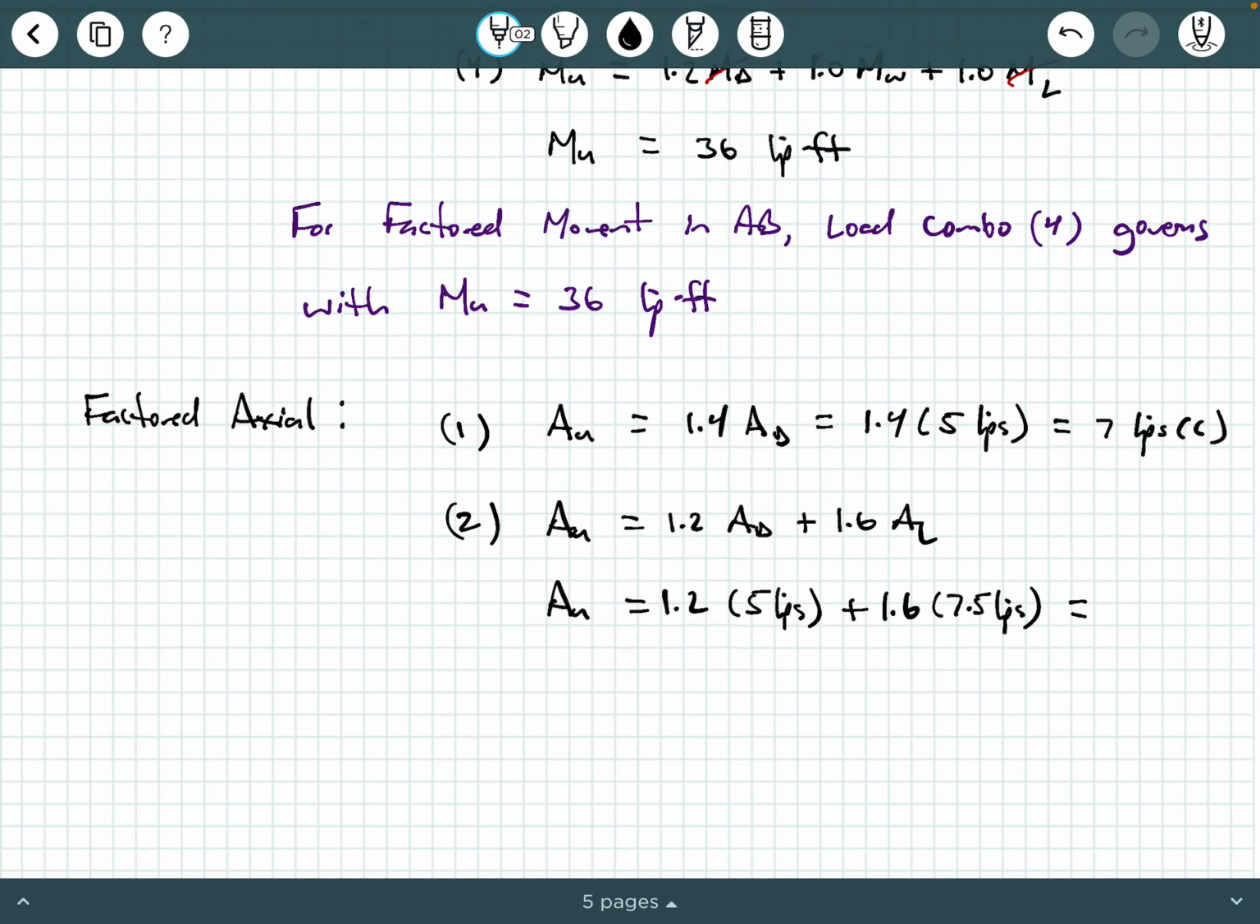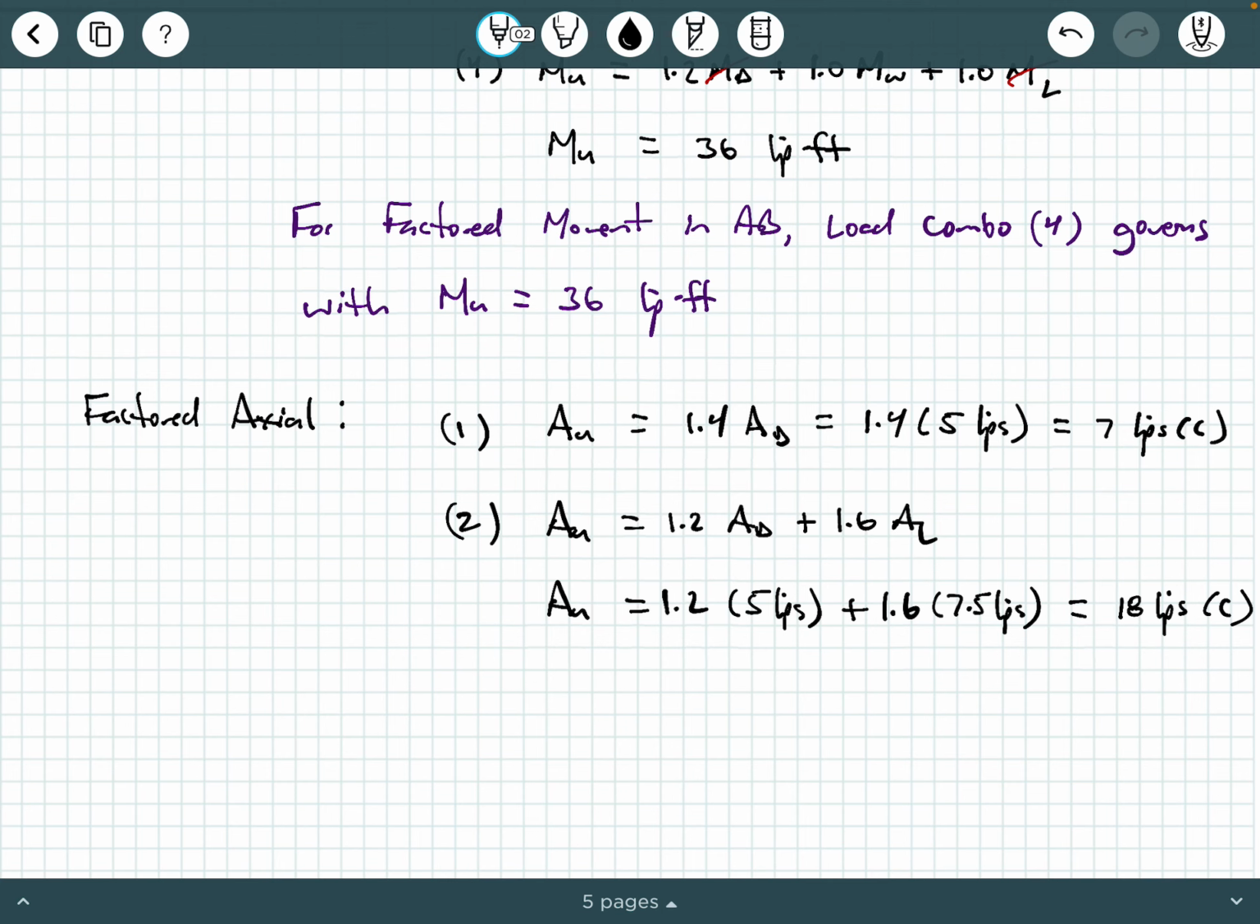I'm going to punch this in my calculator using my TI-36X Pro here. So I get 18 kips in compression. Remember that dead load and live load, axial load, dead and live axial load were both in compression.